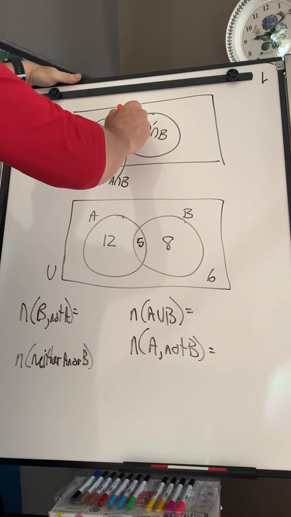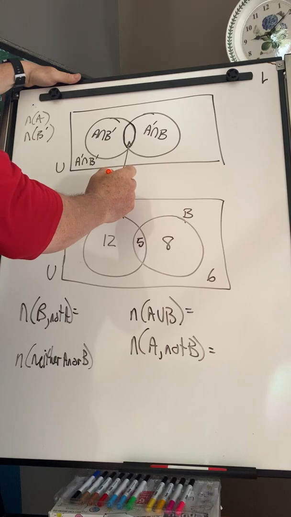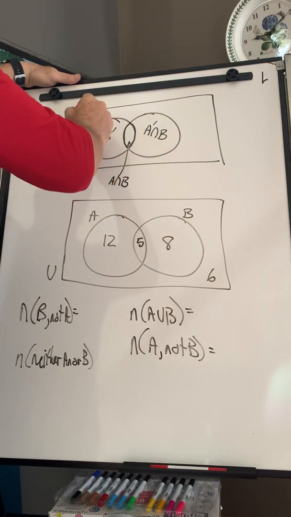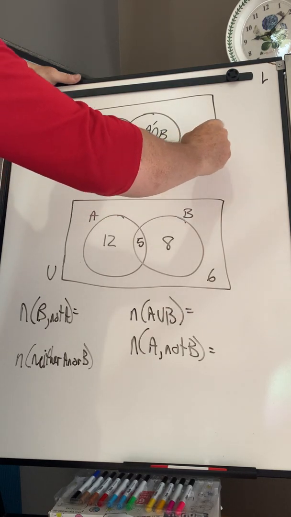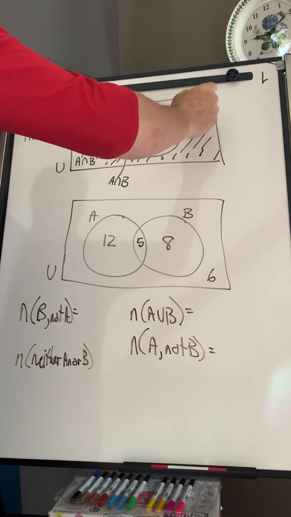So right here is where A and B intersect. And this comes about from the sketches you're doing. Everything on the outside, out here, is where the complement of A and the complement of B intersect.